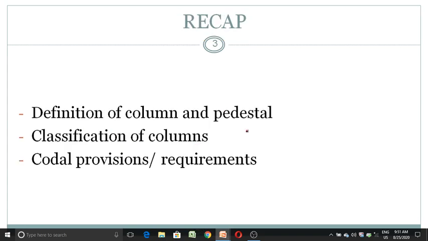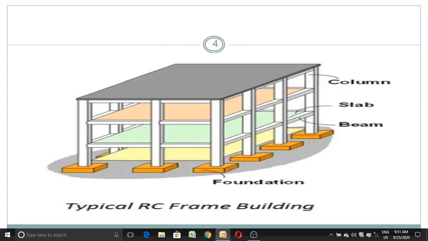So let us recall what we discussed previously in our last class. We discussed the definition of column and pedestal. What is the column? What is the pedestal? Before that, what is the compression member we have discussed? A compression member is nothing but an RC member which is subjected to a compressive force. Right? This is called a compression member.